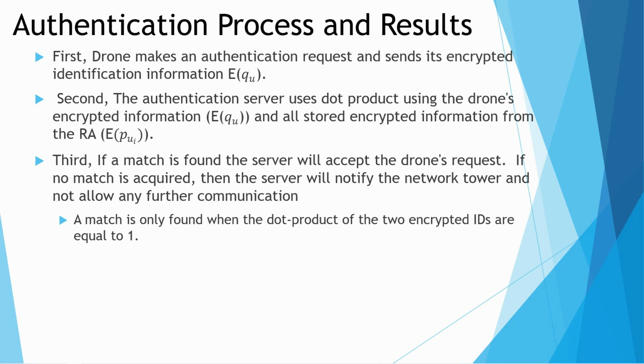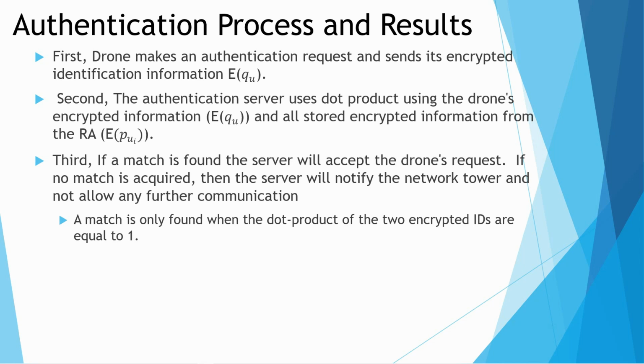The last part of our scheme is the authentication process and results. So the drone makes an authentication request and sends its encrypted identification information to the server. Then the authentication server uses the dot product of the drone's encrypted identification information and all stored encrypted information from the registration authority.